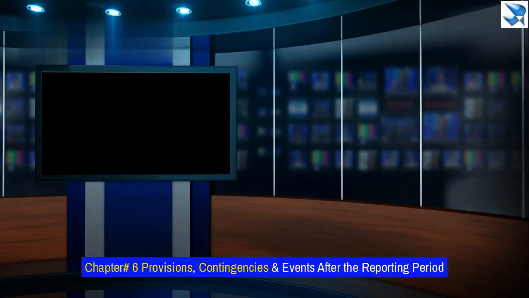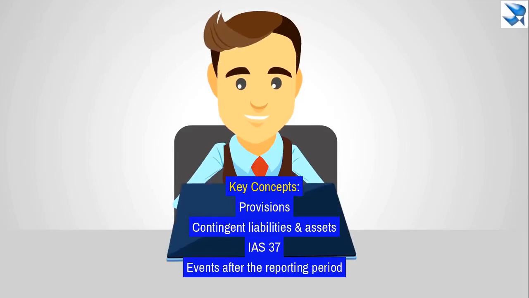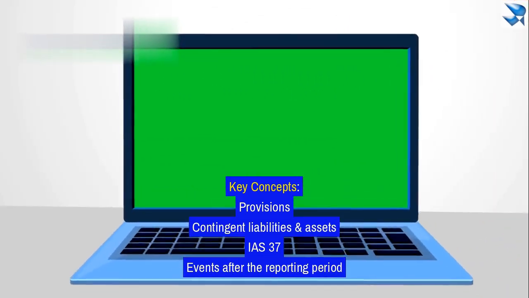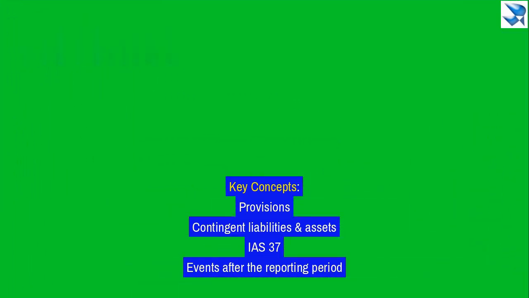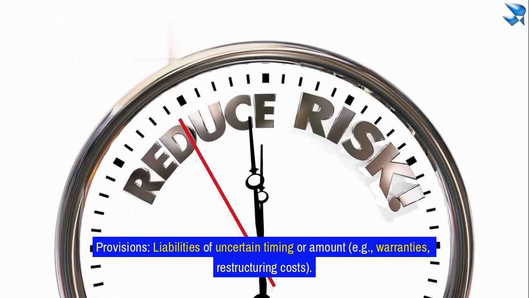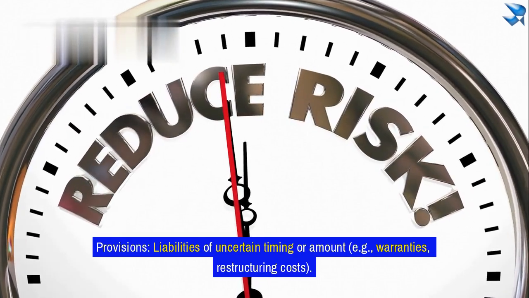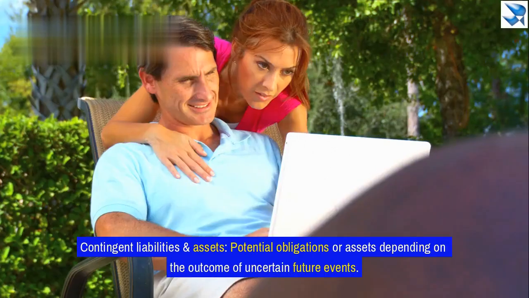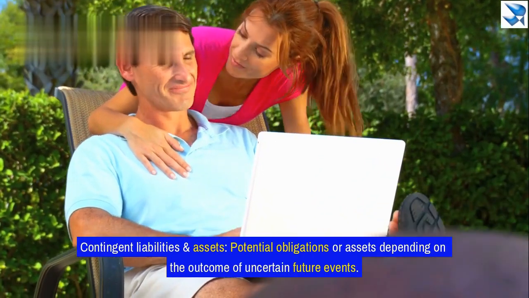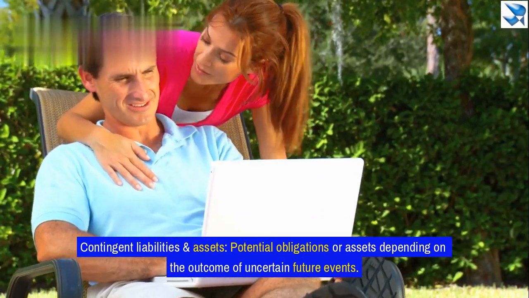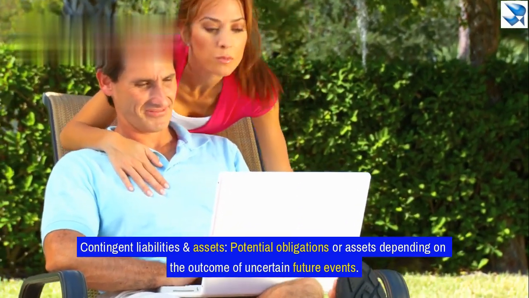Chapter number 6, Provisions, Contingencies and Events after the reporting period. Key concepts: provisions, contingent liabilities and assets, IAS 37, events after the reporting period. Provisions: liabilities of uncertain timing or amount, e.g., warranties, restructuring costs. Contingent liabilities and assets: potential obligations or assets depending on the outcome of uncertain future events.